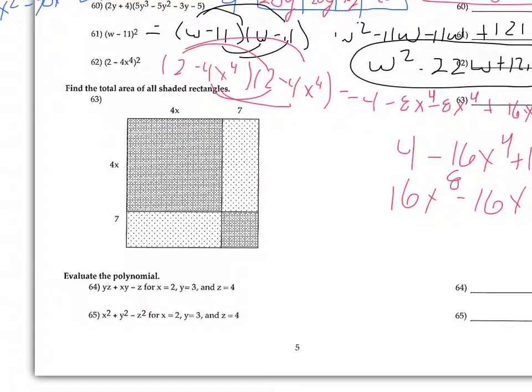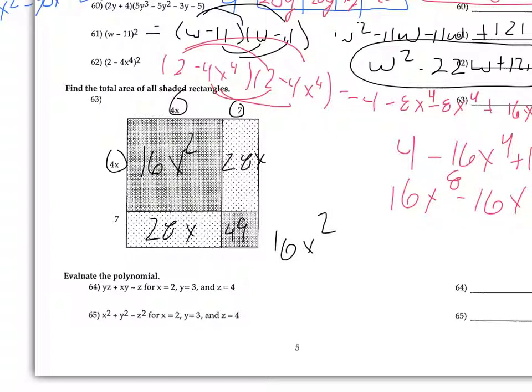Now to find the total area of all shaded rectangles. This is really just the box multiplication. 4x times 4x is 16x squared. Here, 7 times our 4x is 28x. Down here, we have 28x. And then last, we have 49. Add these pieces up: 16x squared plus 56x plus 49.